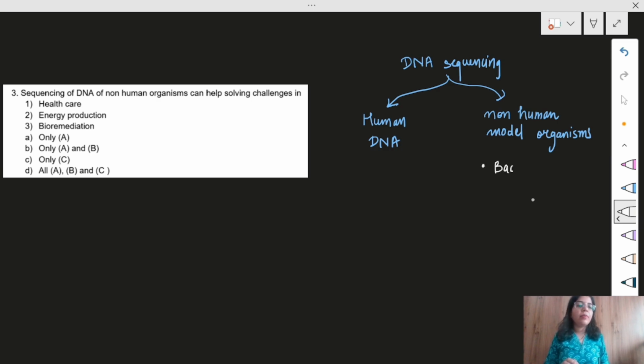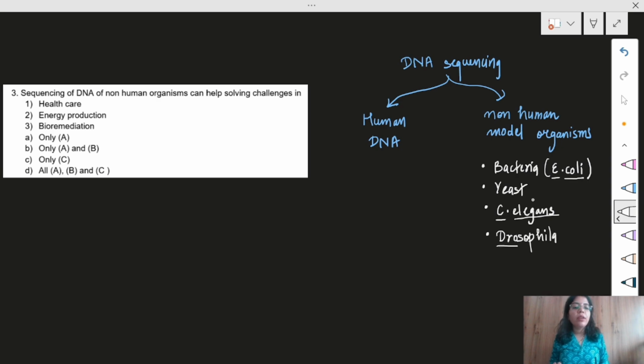First of all, bacteria. Which is that bacteria? Anyone remember? You have studied in the first part of this chapter, E. coli has how many base pairs? It means you have sequenced it, right? Yeast sequencing has been done. Then there is one non-pathogenic nematode, C. elegans. Its sequencing has been done. Then you all know about Drosophila. In the previous chapter, you have learned about it. Fruit fly, right? This also sequencing has been done, right? Along with that, you have to remember certain plants like rice, okay?